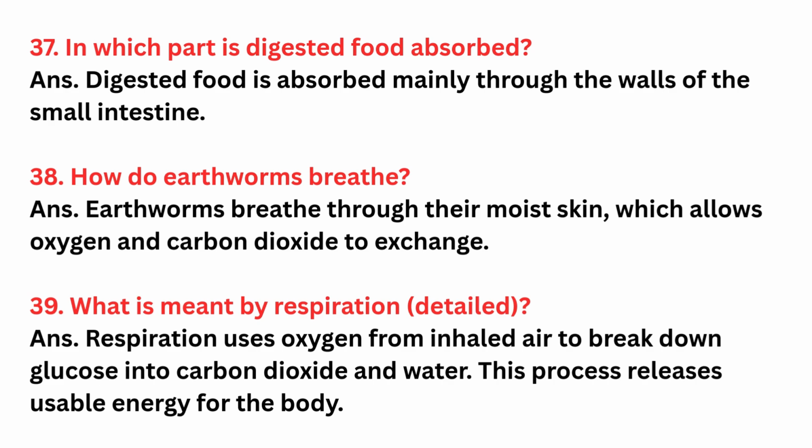Question number 37. In which part is digested food absorbed? Answer. Digested food is absorbed mainly through the walls of the small intestine. Question number 38. How do earthworms breathe? Answer. Earthworms breathe through their moist skin, which allows oxygen and carbon dioxide to exchange.